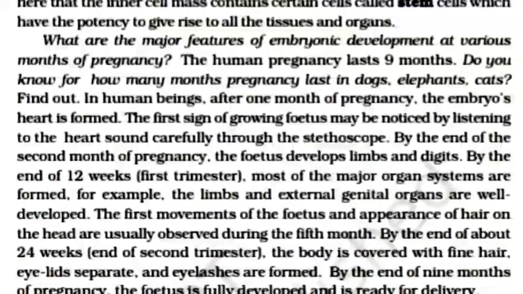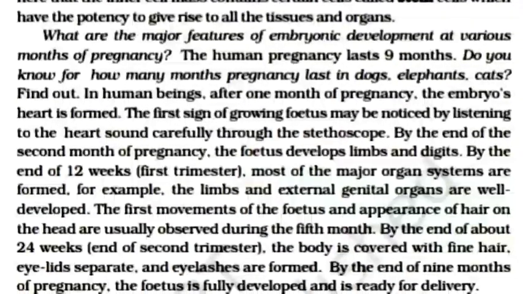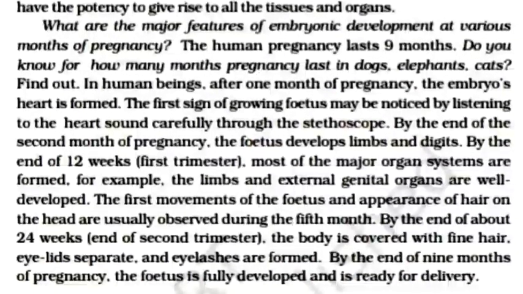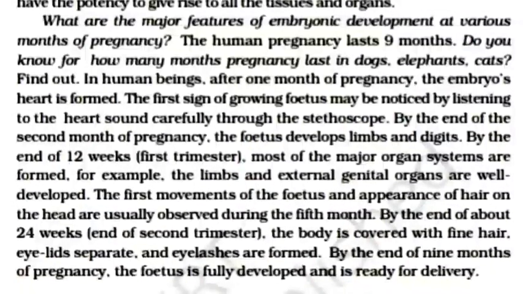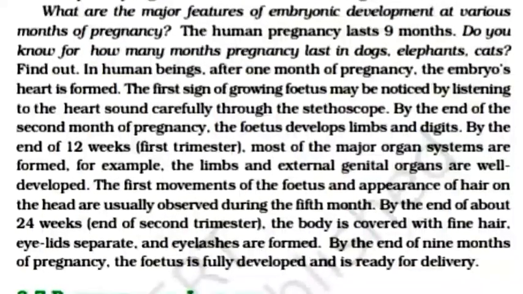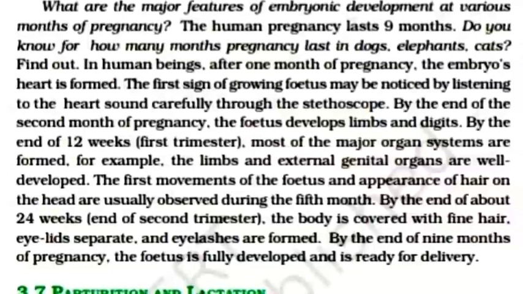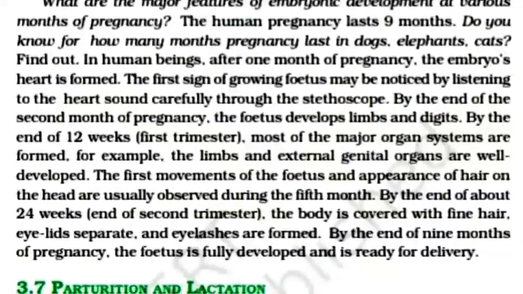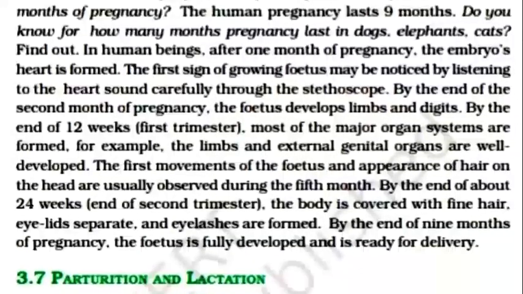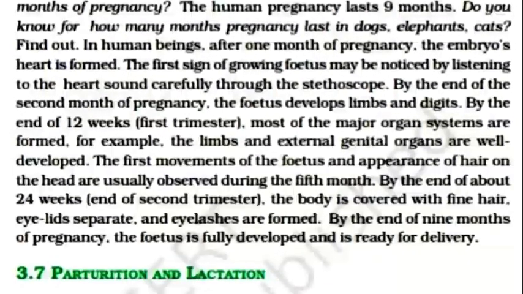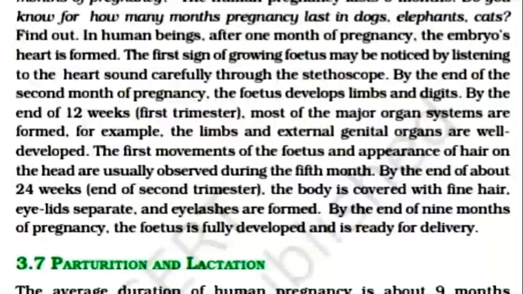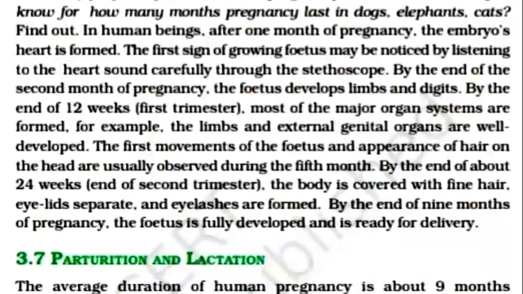What are the major features of embryonic development at the various months of pregnancy? The human pregnancy lasts 9 months. Do you know for how many months pregnancy lasts in dogs, elephants, cats? Find out. In human beings, after 1 month of pregnancy, the embryo's heart is formed. The first sign of a growing fetus may be noticed by listening to the heart sound carefully through the stethoscope.